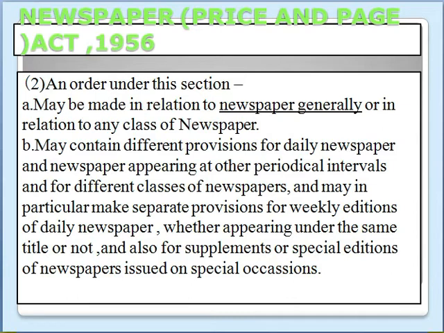B may contain different provisions for daily newspapers and newspapers appearing at other periodical intervals, and for different classes of newspaper, and may in particular make separate provisions for weekly editions of daily newspapers, whether appearing under the same title or not, and also for supplements or special editions of newspapers issued on special occasions. This is basically defined under Section 3 of the Newspaper Price and Pages Act of 1956.